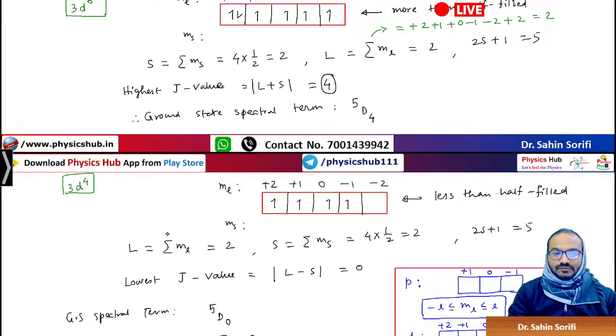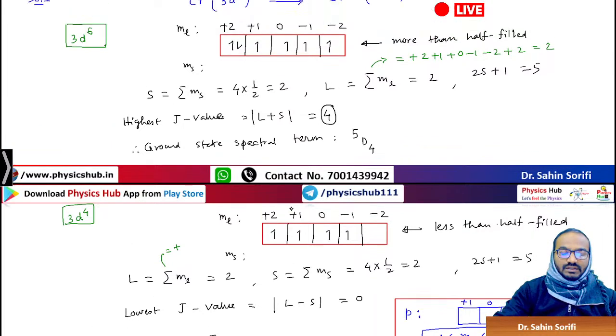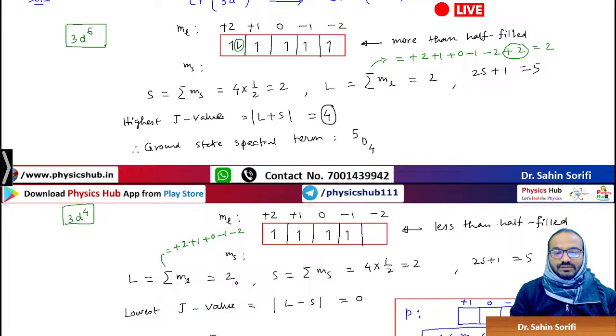Here, how to get it? There is a rule: the electrons will fill first singly, then they will make pairs. So you will consider it in this way. Although we are seeing a pair, you will consider this one first plus 2, this one plus 1, this one 0, this one minus 1, this one minus 2. Then we come back here. For the down one, the ML value is plus 2. So that is why we have written this plus 2 here, and this plus 2 is for this. Plus 2, plus 1, plus 0, minus 1, minus 2, and that gives you 2.